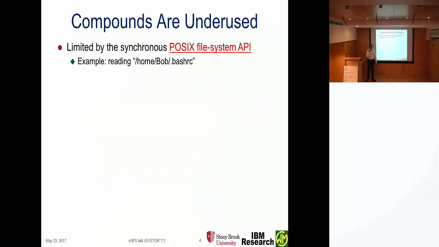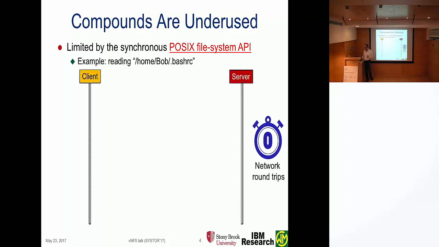And one of the biggest problems is that the POSIX API, which is even older, is very serialized. It asks you to do one thing at a time, right? So let's see an example of what happens when you try to read your bashrc when you log in for the first time. How does it happen on NFS? This is an example from Linux.